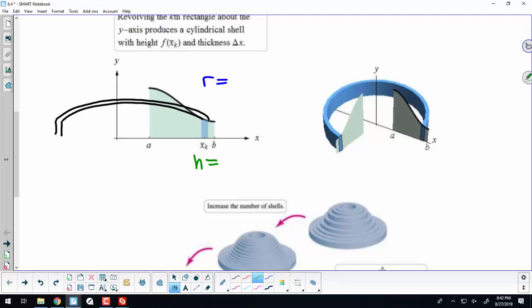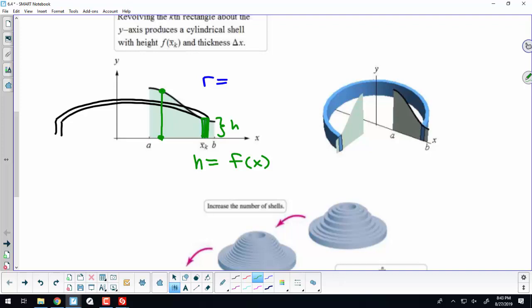I think it's probably easiest to determine the height of this particular shell first. The height of that shell is given by this dimension right here. That is h. So how do we find the height? Right, it's just the distance from the function to the axis, f of x minus 0, or f of x. So that height varies. This height versus this height is totally different, but still determined by this function.